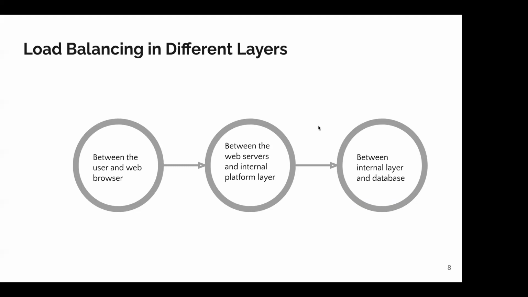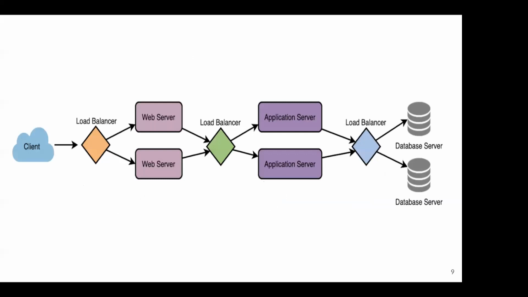Let's see this in an illustration. Here you can see a load balancer which sits between the client and the web server. There is one more load balancer which sits between the web server and the application server. And here a load balancer sits between the application server and the database server. So if you want to attain maximum scalability and maximum availability, you can put multiple load balancers as and when required.